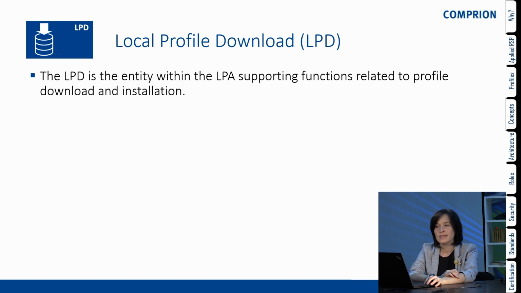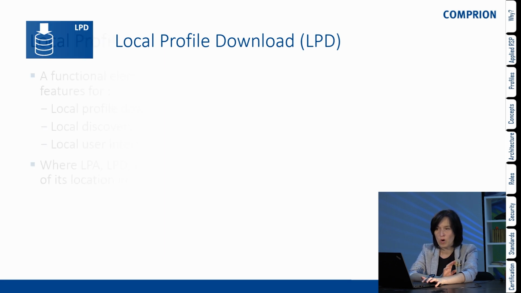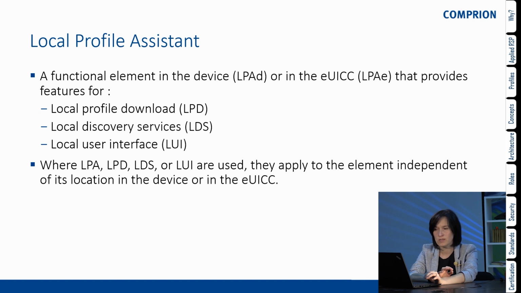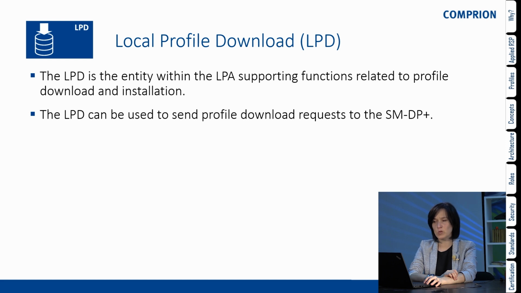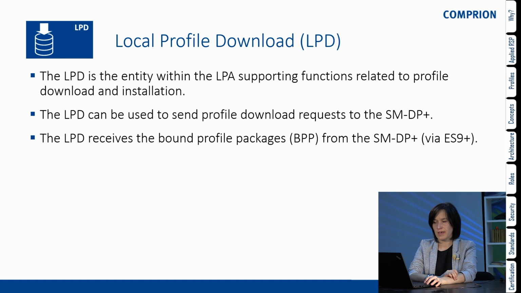The LPD, local profile download, is actually not very often used as a separation. If you remember just the local profile assistant, LPA, then for the beginning it's sufficient. The LPAD is the entity within the LPA supporting functions related to profile download and installation. The LPAD can be used to send profile download requests to the SMDP+. The LPAD receives the bound profile packages, or the BPP, from the SMDP+ via ES9+.